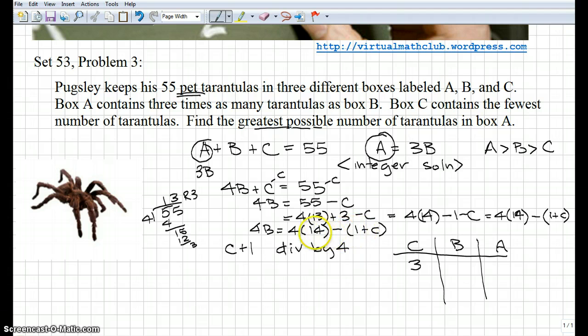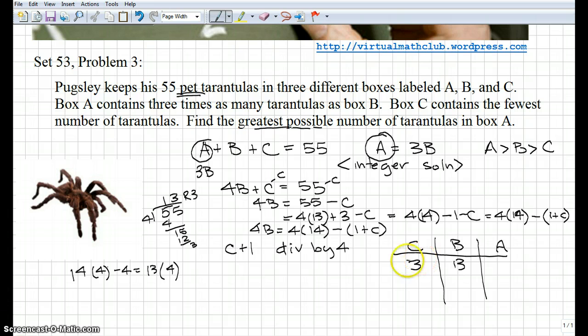So what does that mean if I have 3 tarantulas in box C? Then this is 4 times 14 minus 4, which is just going to be 13 times 4. Okay, does that make sense? Let me write that over here. I could write it this way: 14 4s, and I subtract 1 4 from it, then we end up with 13 4s. That's what I'm trying to say. So if we have 13 4s over here and we divide it by 4, then b would be 13. Okay, you see how I got that?